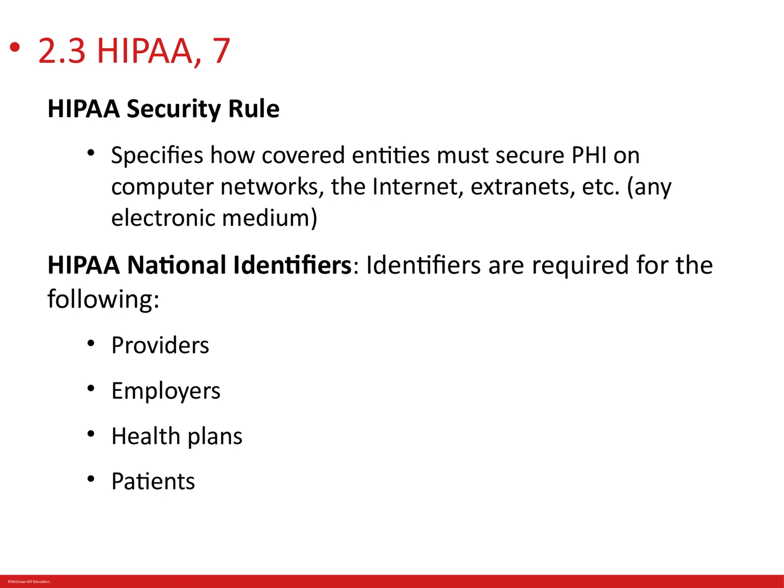HIPAA national identifiers are identifiers that are required. Providers have their own. It's called an EIN, Employer Identification Number. This is released by the IRS. National Provider Identifier, NPI, is for the physician. So instead of using their social security numbers, they can use a national provider identifier instead, so that way their information remains secure.